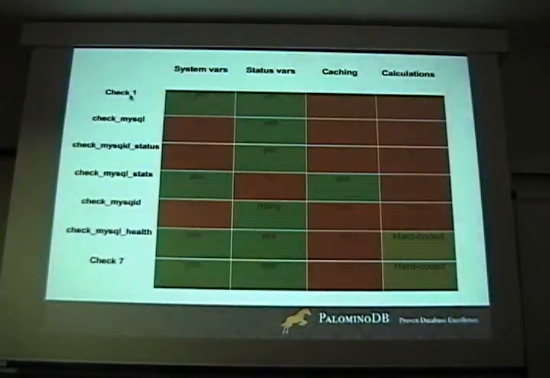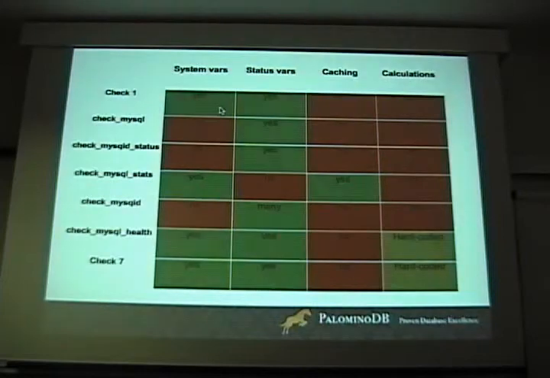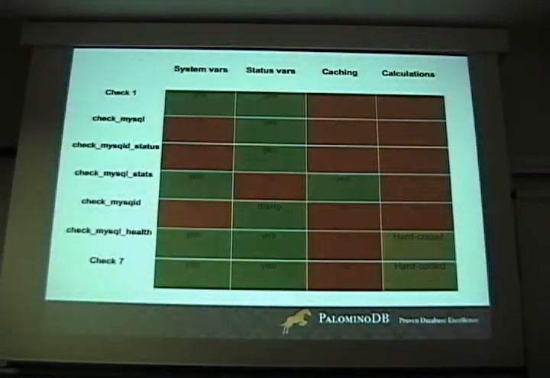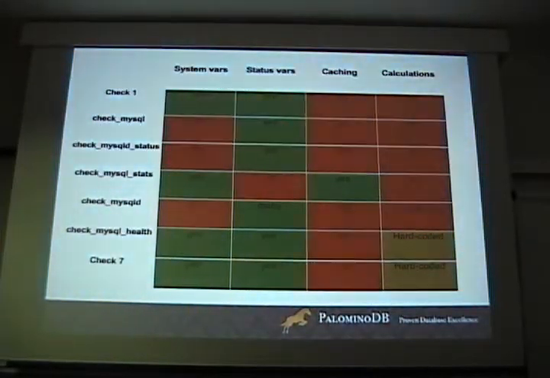So the first check, obviously, what we want is green all across. And so one check, you can do one system variable and one status variable to check. But there was no caching and no calculations. Right? So you could say, give me what threads connected are, but you would have to know what max connections is and say, oh, threads connected is greater than 80 because we have 100 max connections. And then if you change max connections, you have to change that. So there's a lot of hard-coded thinking to do.